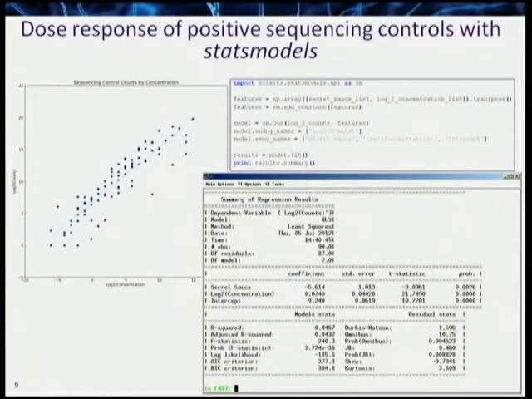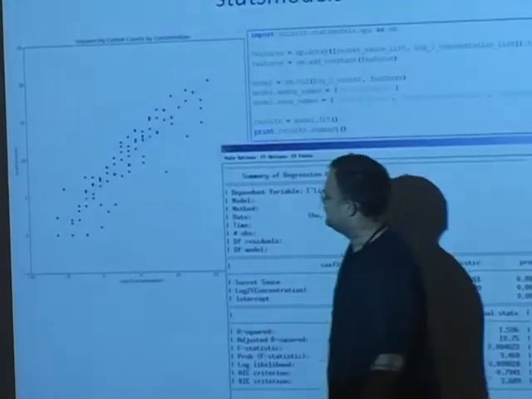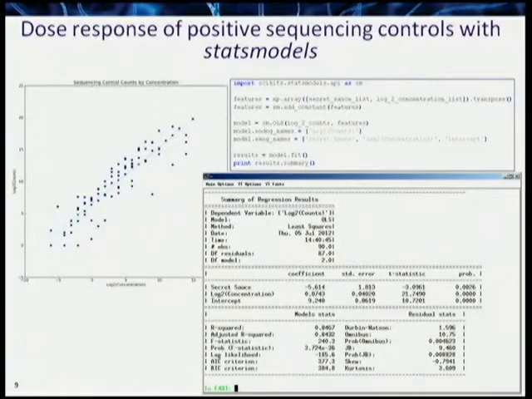So here's another example of just using stats models. We spike in controls of known concentration. These are RNA molecules of known concentration that we put into the sequencing experiment. And if we see them on the other side with the right concentrations, which in this case is a linear curve, then we know the experiment was successful. So we'll use Python to do these linear models.